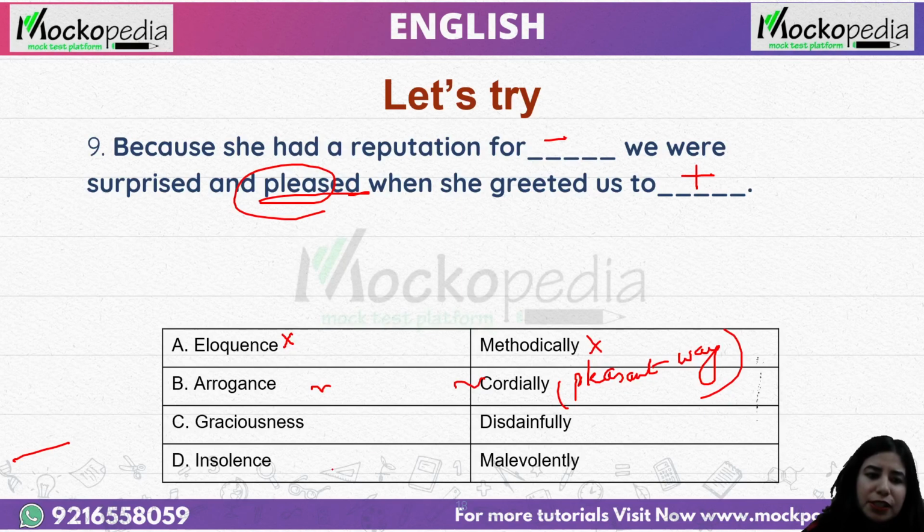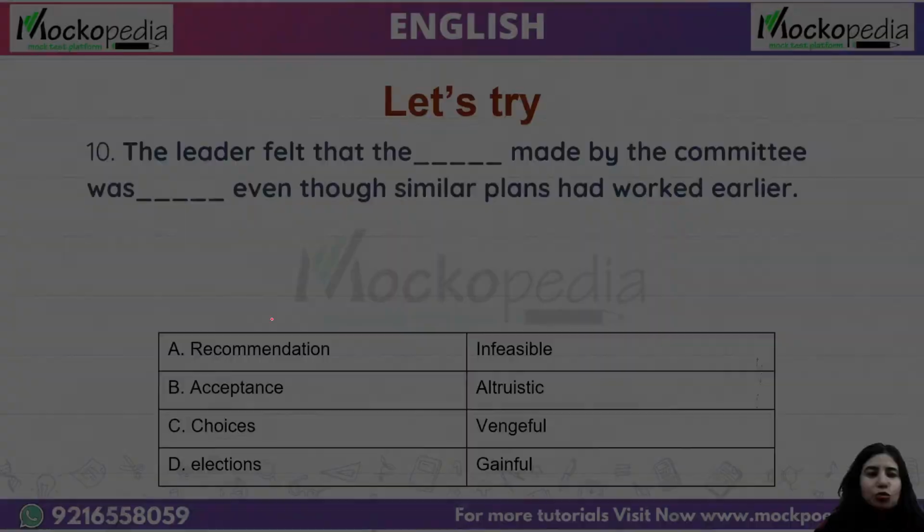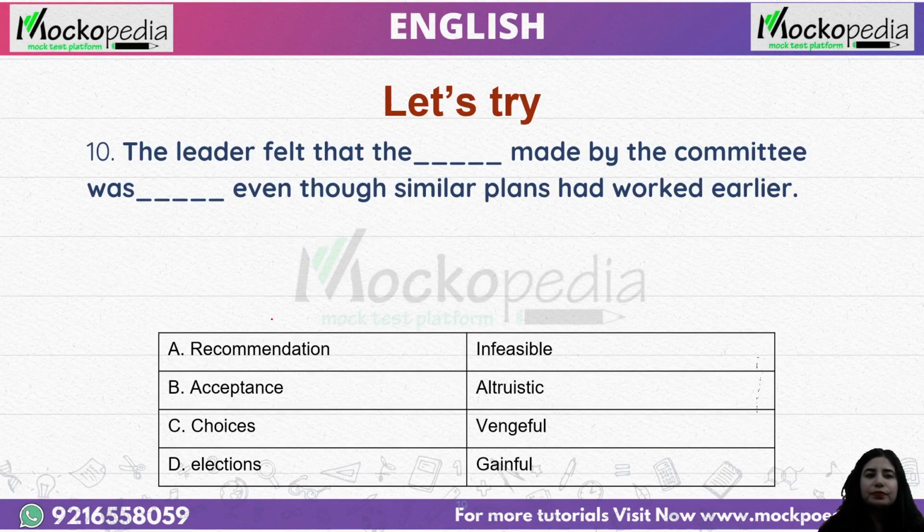So gracious is full of grace, elegance, so this will not fit in, so C also gets eliminated. And insolence and malevolently, both are negative words, while we want one positive, one negative, so the correct answer choice is going to be B. All right, so I hope you have understood how to tackle these questions. So let's do this question now.